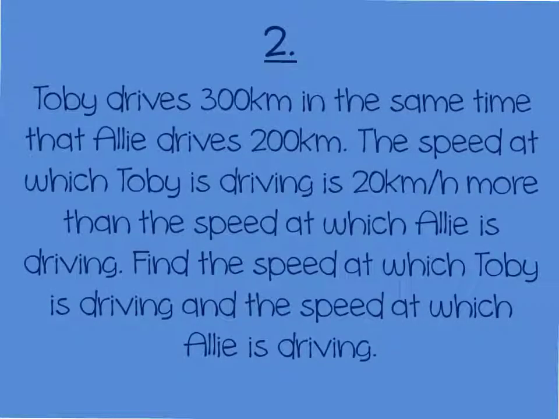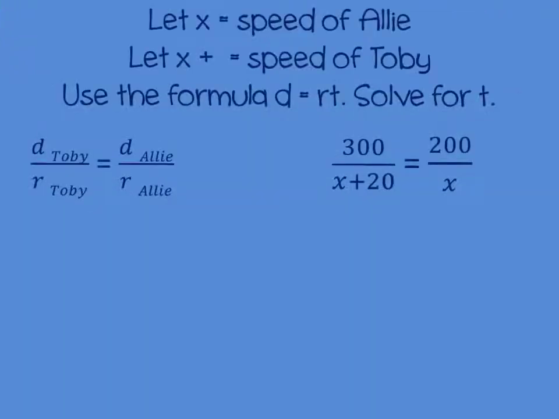Number 2, Toby drives 300 kilometers in the same time that Allie drives 200 kilometers. The speed at which Toby is driving is 20 kilometers per hour more than the speed at which Allie is driving. Find the speed at which Toby is driving and the speed at which Allie is driving. If you notice here, Toby's speed is depending on Allie, so Allie is going to be our basis for this problem. The solution. Let x equal the speed of Allie, and let x plus 20 equal the speed of Toby.